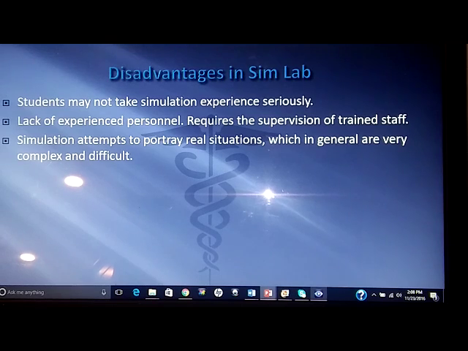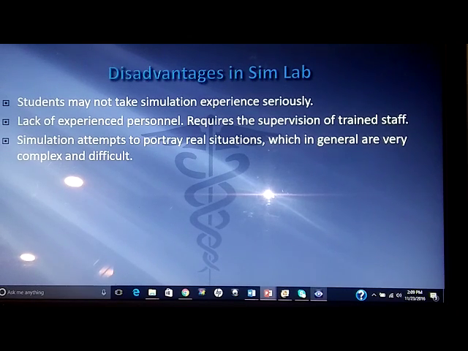Now, some of the disadvantages, students may not take simulation experiences seriously. We know that if the student mindset is like, well, these mannequins don't talk, this is not a real IV, they don't take it seriously. So as nurse educators, we have to make sure we instill in them to take this seriously.